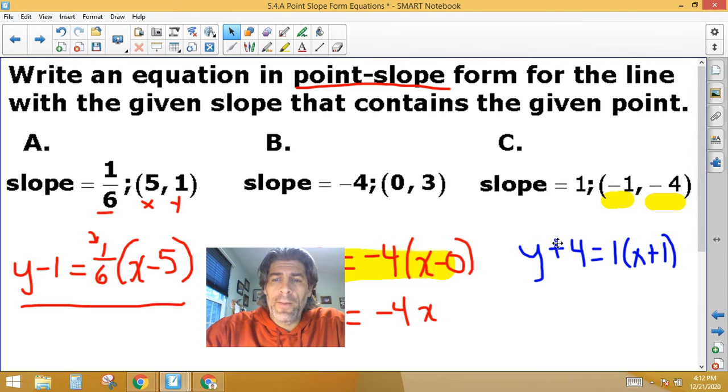So if you have a positive sign in point slope form, you've got to remember that actually means it's a negative value in the ordered pair. Okay.